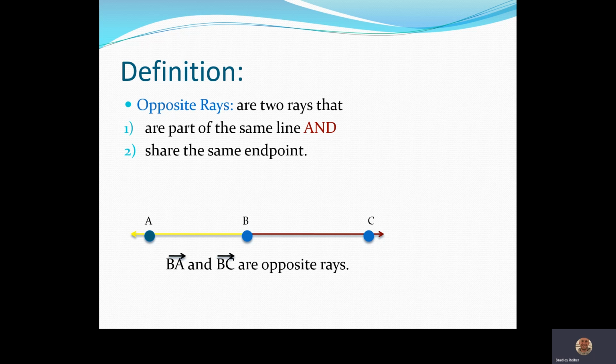The yellow ray is named ray BA. The red ray is named ray BC. They have that same endpoint. And notice how they also make a line. Points A, B, and C are all on the same line. It's straight. It goes on forever in opposite directions.